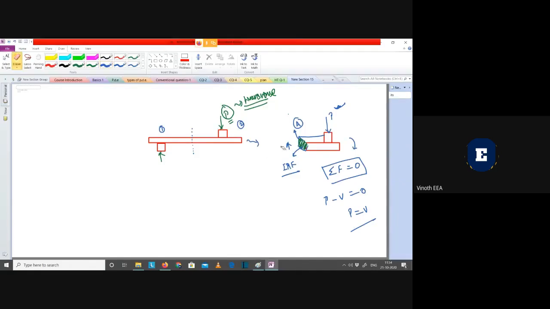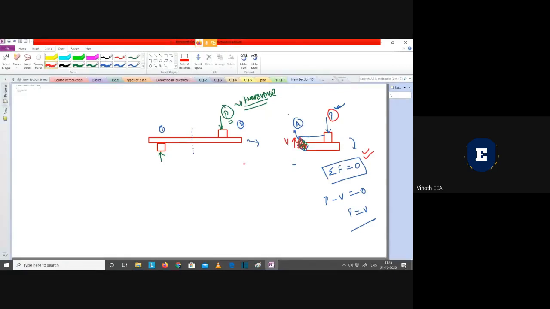So let us take that internal resistive force to be V, which is acting over this cross section A, and it is acting from bottom to top. The applied force was acting from top to bottom. Why are they opposite in direction? Because then only static equilibrium will be balanced. The total internal resistive force should be equal to the total applied force.